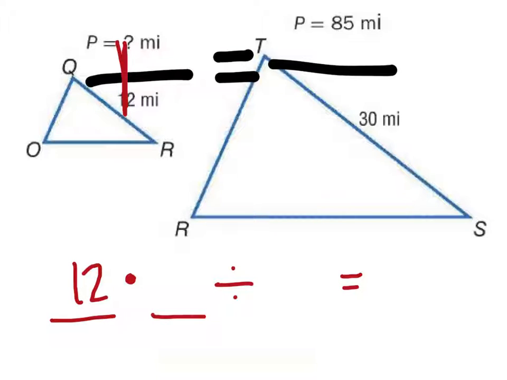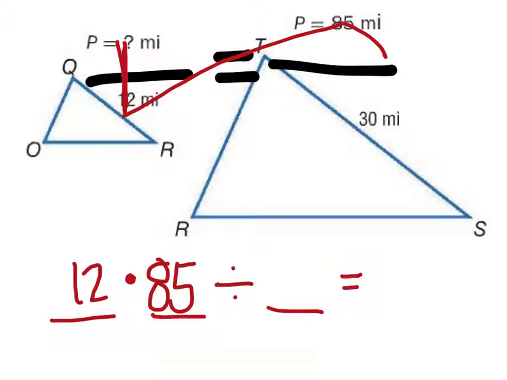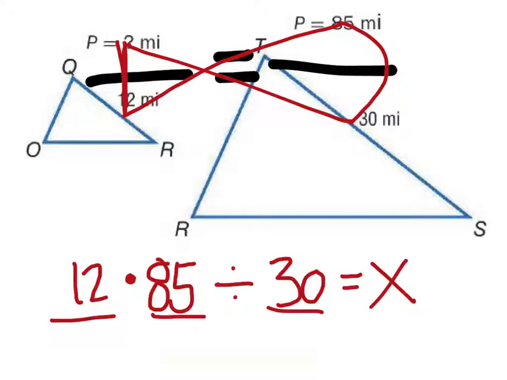So I've just got to fill in these values, see? I'm going to cross up here to 85. That's the next value. I'll come down to 30. And I'll bring this back up to the unknown value. We could say it's x. And solve. I can put this directly into a calculator, and it'll give me the answer.